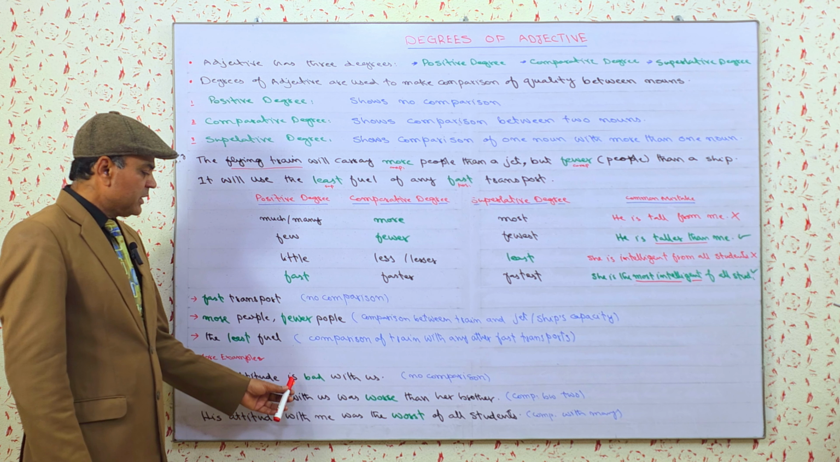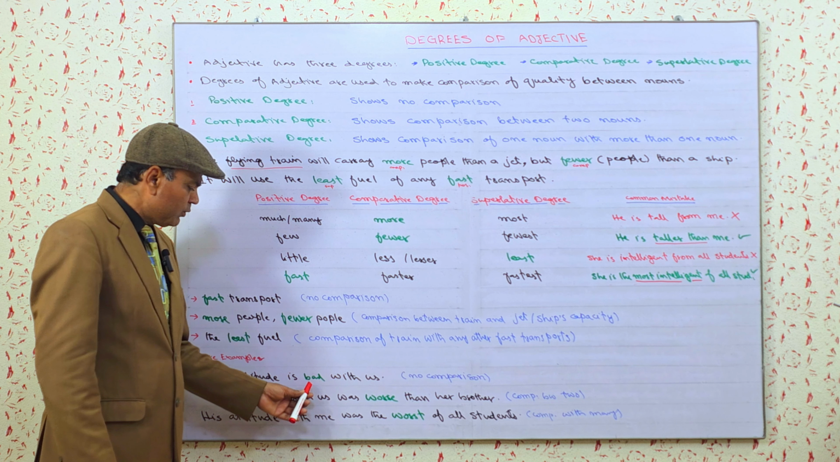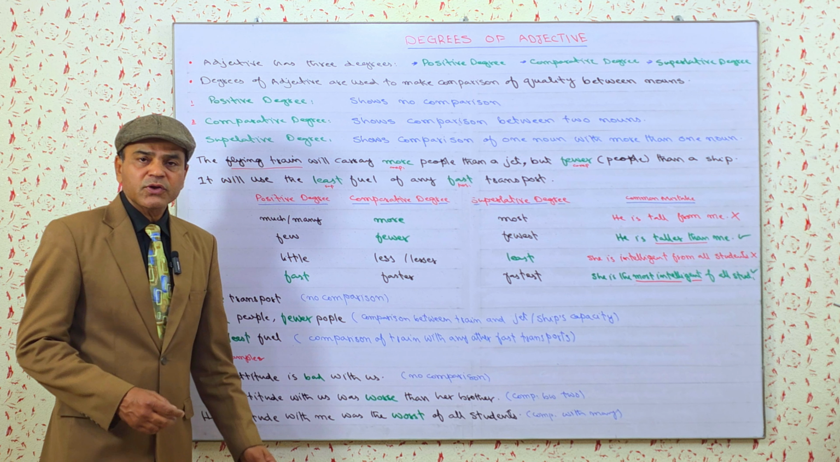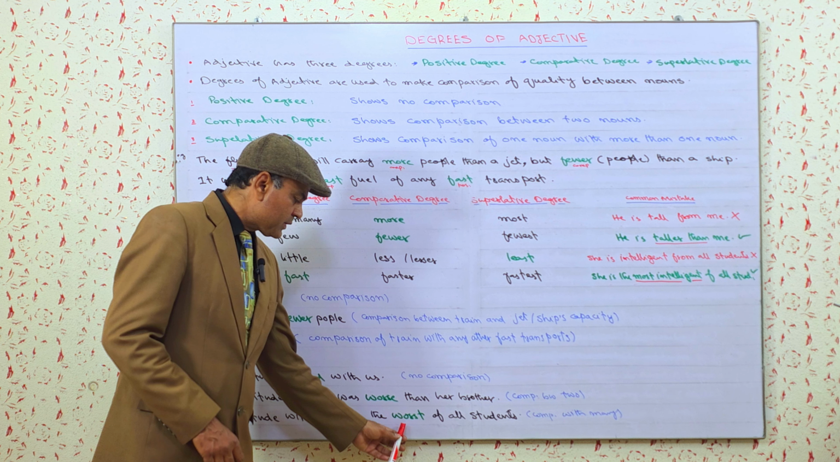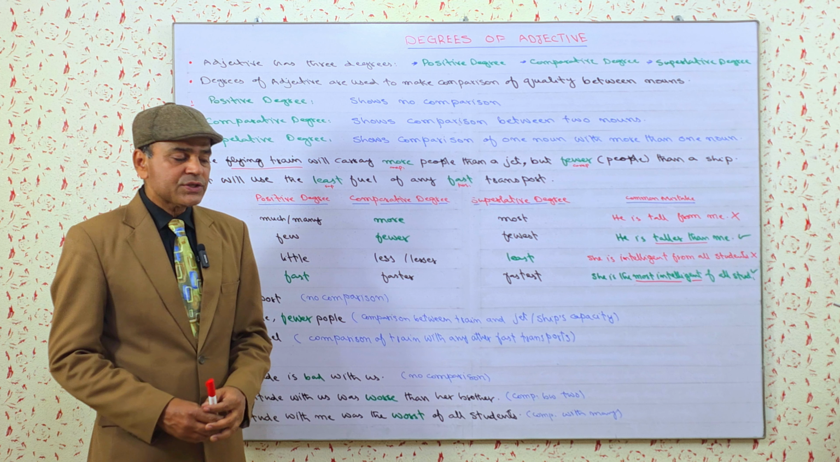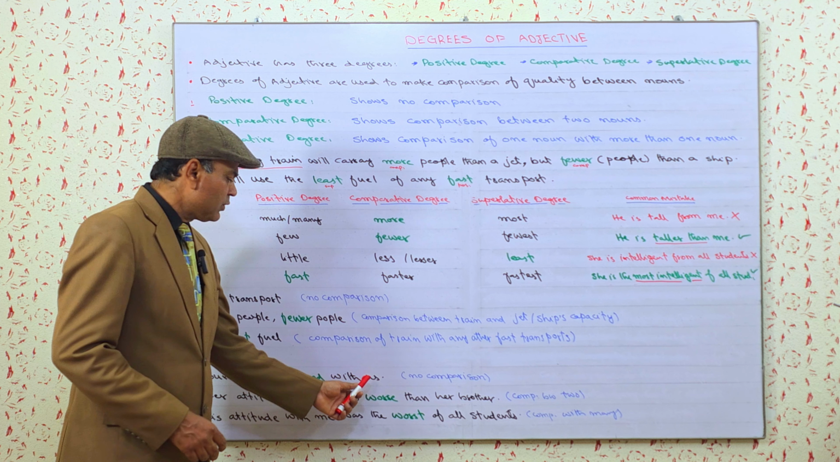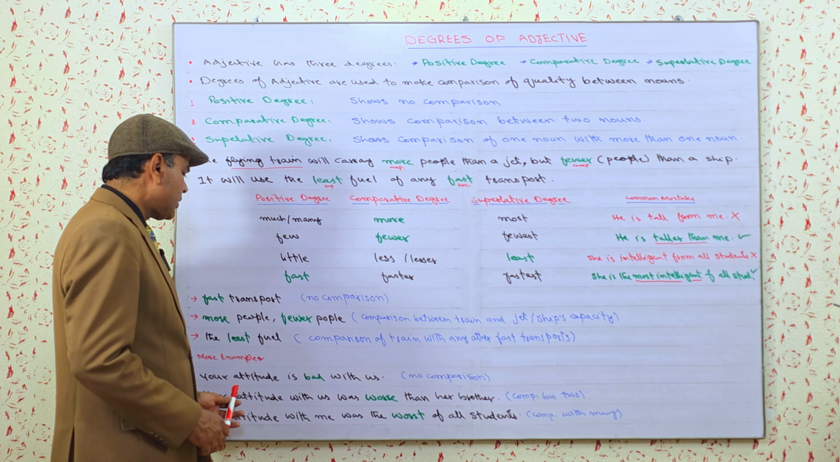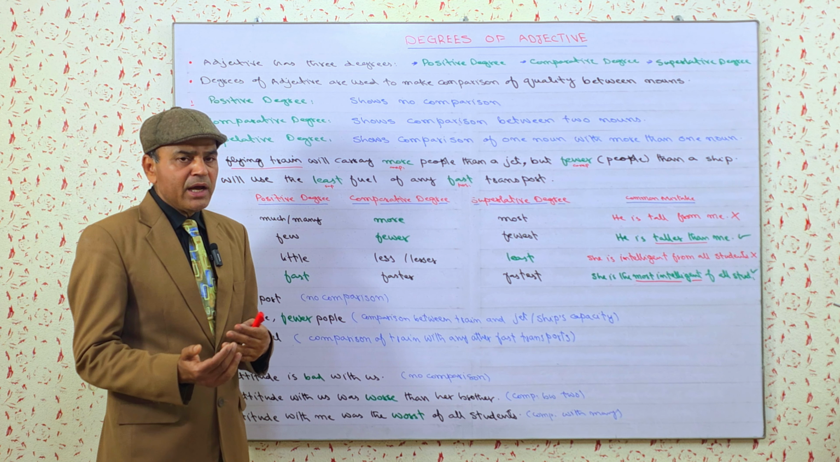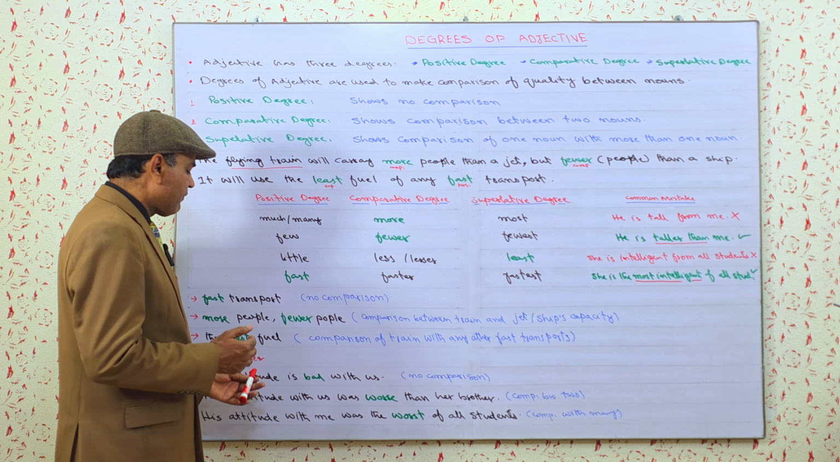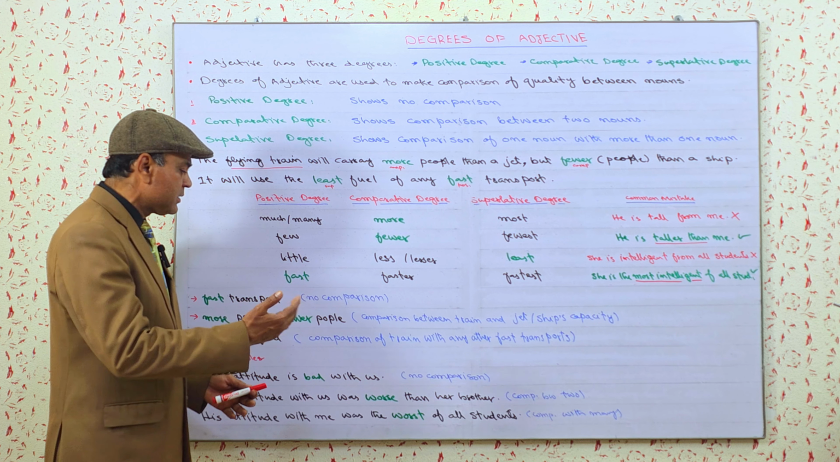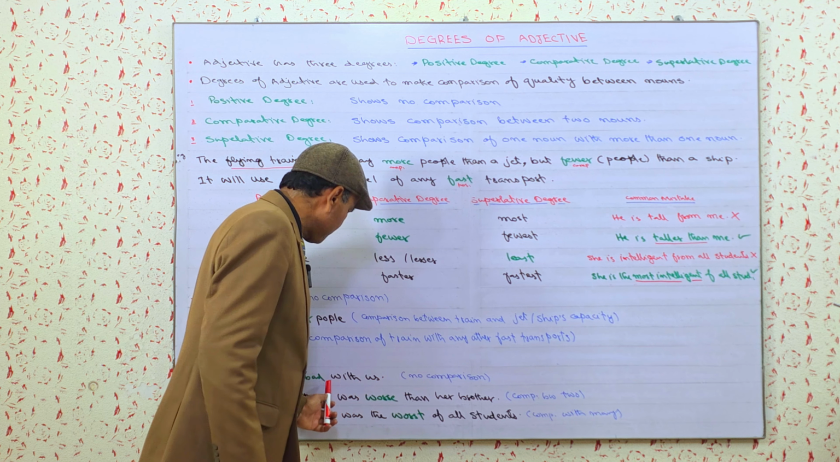Your attitude is bad with us. I'm using bad here. Bad is the positive degree. Its comparative degree is worse and its superlative degree is worst. Since there is no comparison, your attitude is bad means I'm not comparing his attitude, or the way he deals with us, with anything else. That's why I'm using the positive degree here.